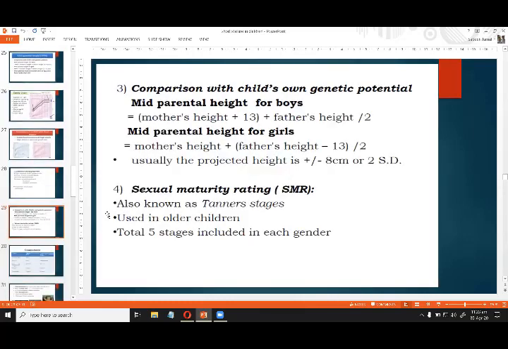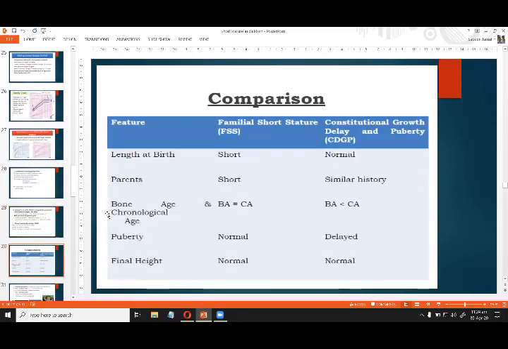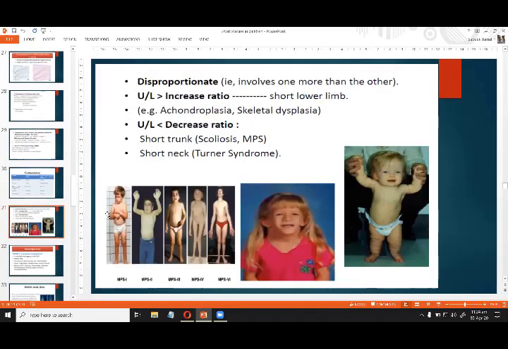Comparison of the child's height with genetic potential. I've already told you sexual maturation rating is also known as Tanner staging, and it is used in older children. Five stages are included. Disproportionate short stature involves one body segment more than the other. If the ratio is increased, think achondroplasia, skeletal dysplasia. If it is decreased, think scoliosis, Turner syndrome, and others.